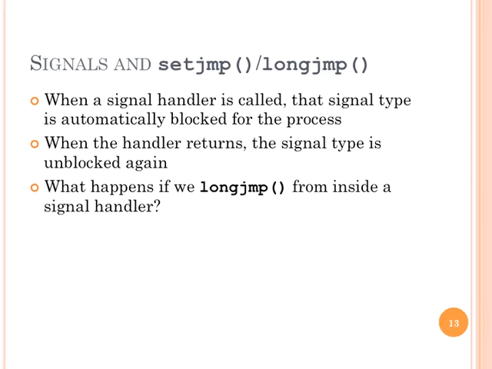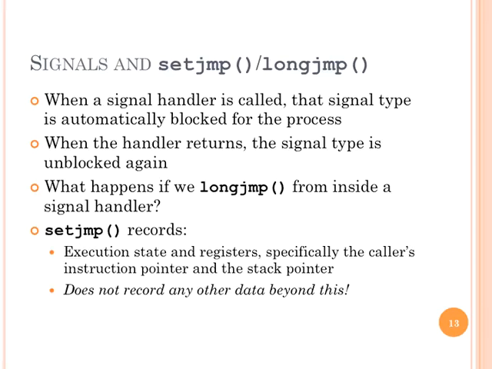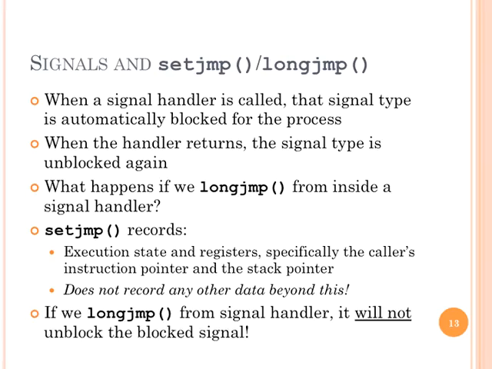In that situation, if I longjmp out, I don't give the kernel a chance to reset the bit mask for that signal. And so if I longjmp out, like I say here, setjmp only records the execution state, the register state, and the instruction pointer and the stack pointer. That's basically all it has to record. So if I longjmp away, I never restore that blocked bit mask to the previous state, which means the signal that was blocked never gets unblocked. So I never receive that signal again.